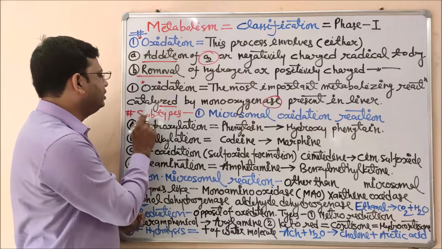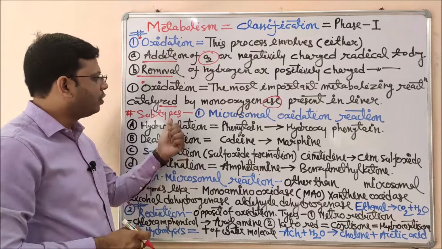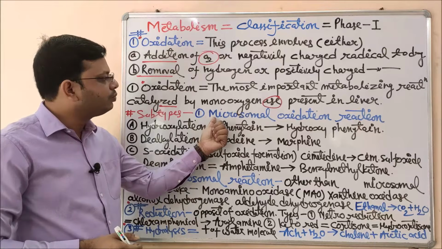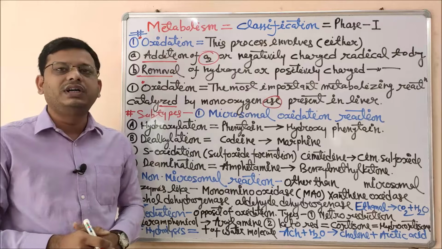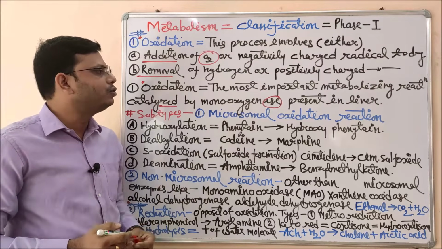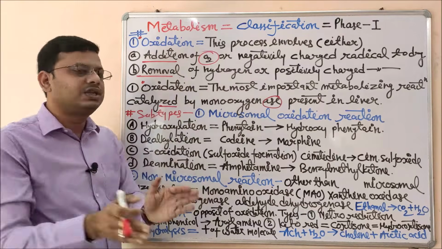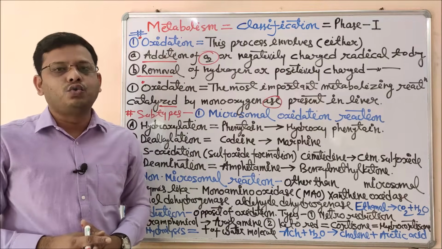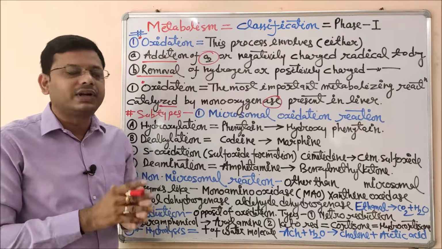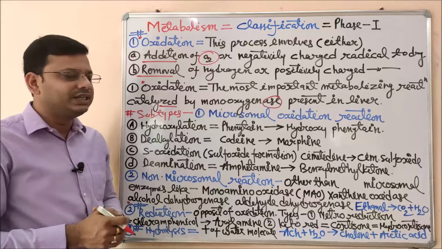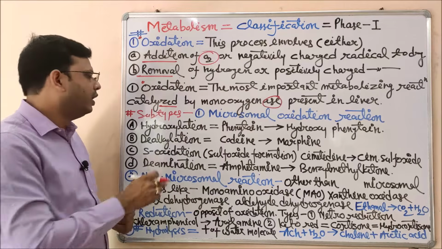Now coming to the next one, that is the subtype. There are a few subtypes of this oxidation process. The first one is microsomal oxidation reaction, and the next one is non-microsomal reaction. So what is the meaning of microsomal oxidation reaction? A reaction under the oxidation process which involves the use of microsomal enzymes, which are secreted by the microsomal part of the liver cell, is called microsomal oxidation reaction. Under this microsomal oxidation reaction, there are a few subtypes also.